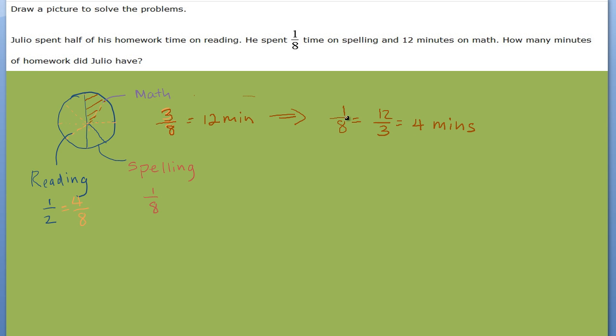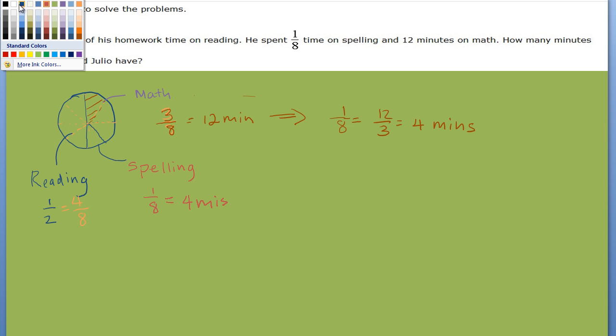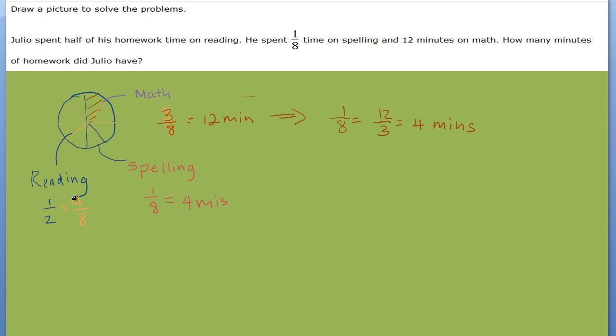So now we know that each slice is worth 1/8. If we look at spelling, the time he spent on spelling was 1/8, which equals 4 minutes. And then how much time did he spend on reading? He spent 4/8, right? Because 1/2 equals 4/8, and 4/8 equals 4 times 4 minutes, which equals 16 minutes.